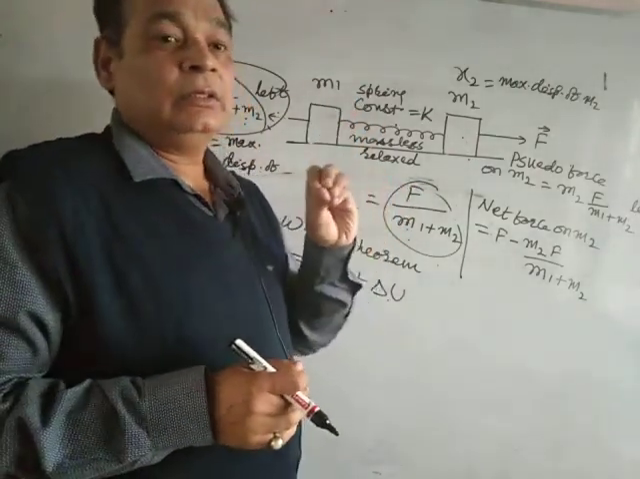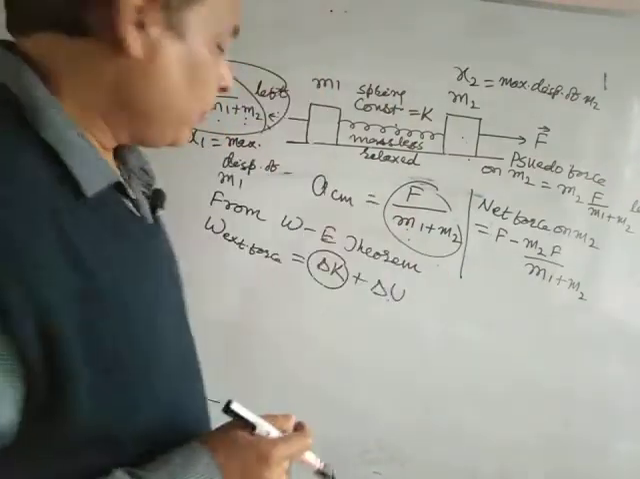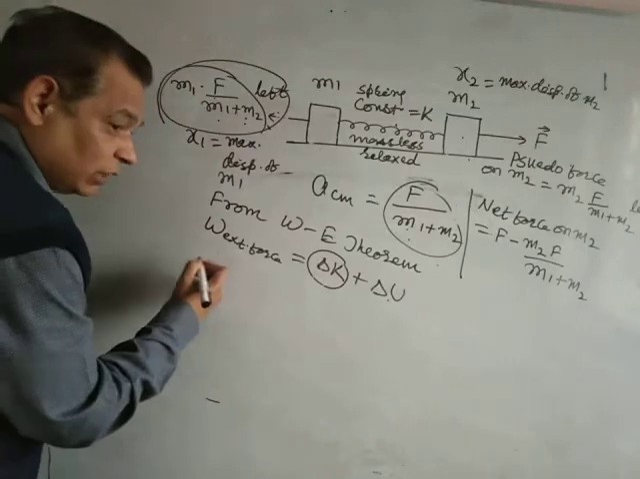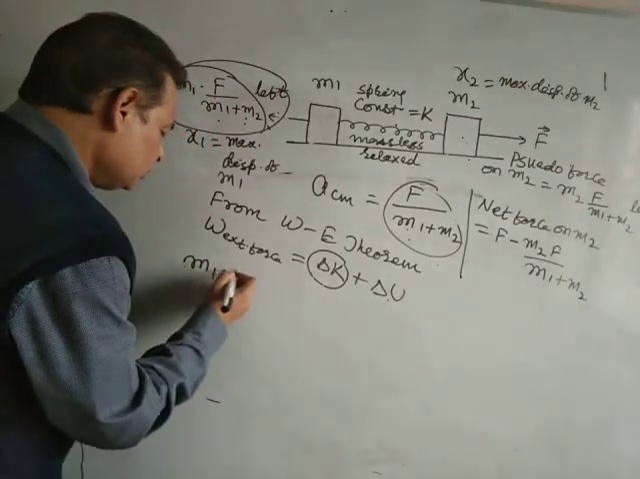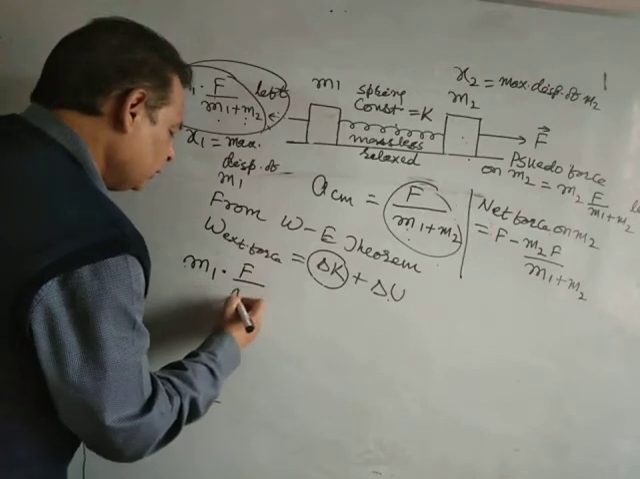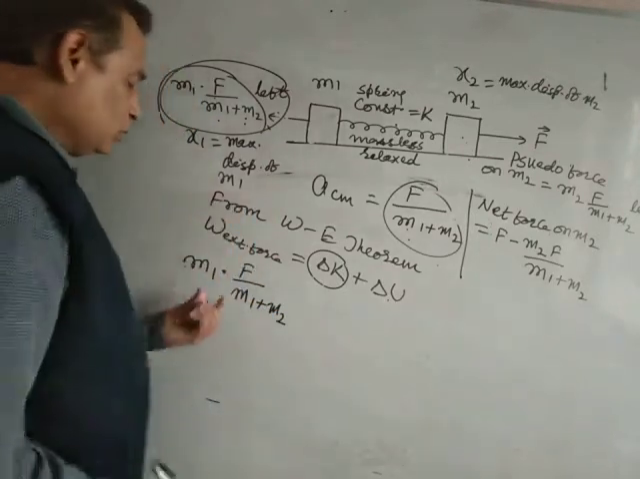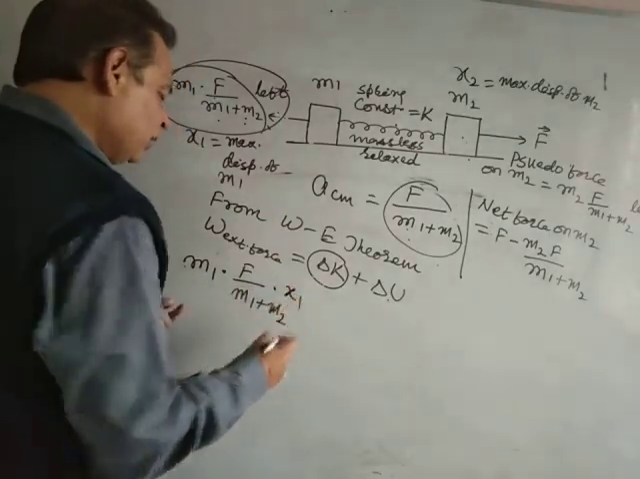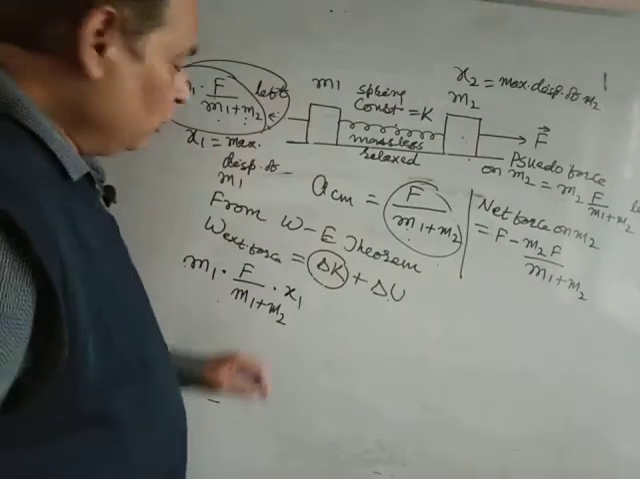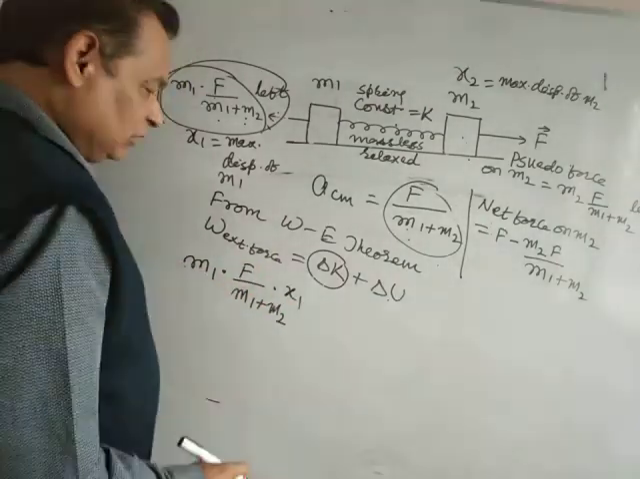is the work done due to the pseudo force on m1. And that is the work done on m1 by the force F upon m1 plus m2. I have already told you that this work done will be force into x1. This work done will be positive. Why? The force is leftward, the displacement is leftward with respect to the CM, center of mass.